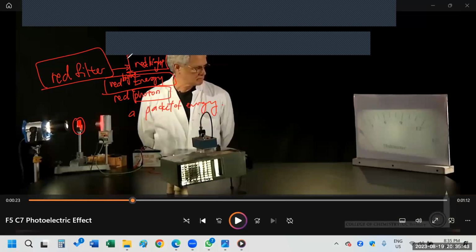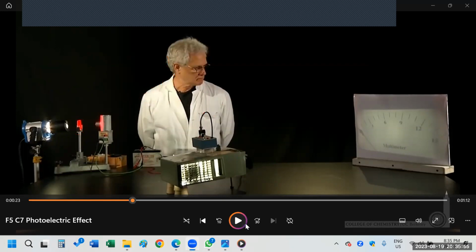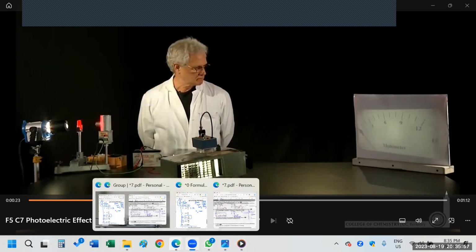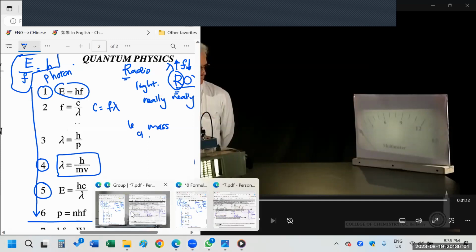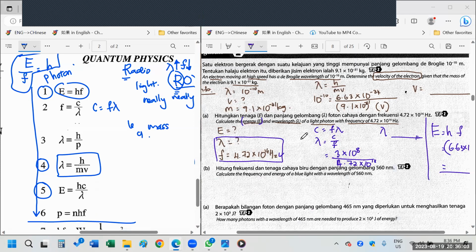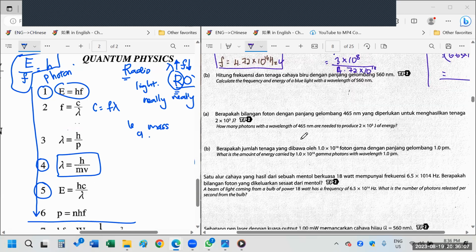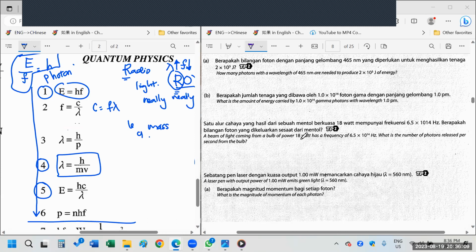So actually red light contains red light energy, but we don't say it's red light energy. We say it's red photon. Okay, red photon. So now understand the meaning of red photon. The photon is energy.